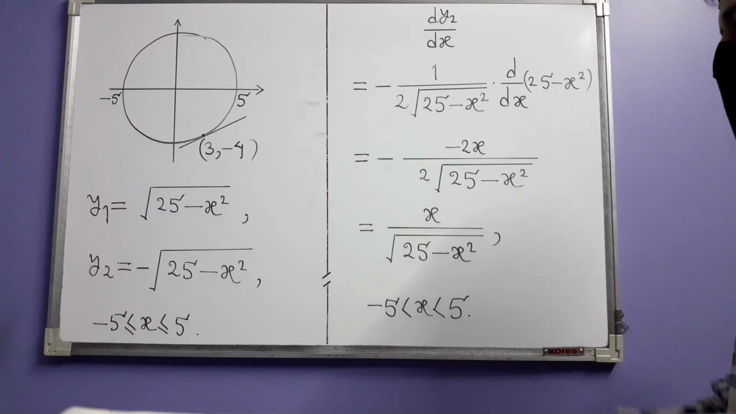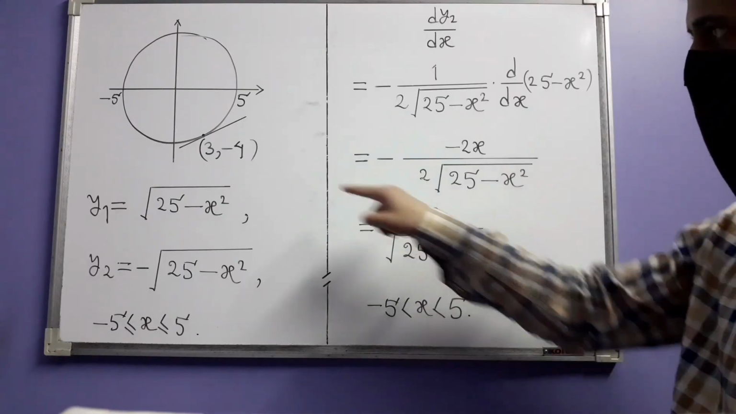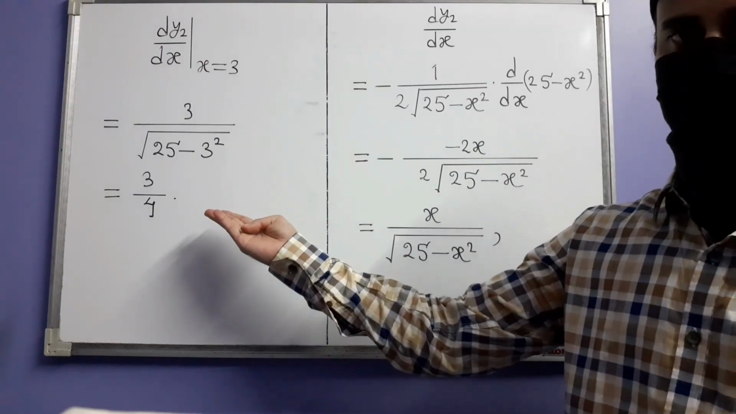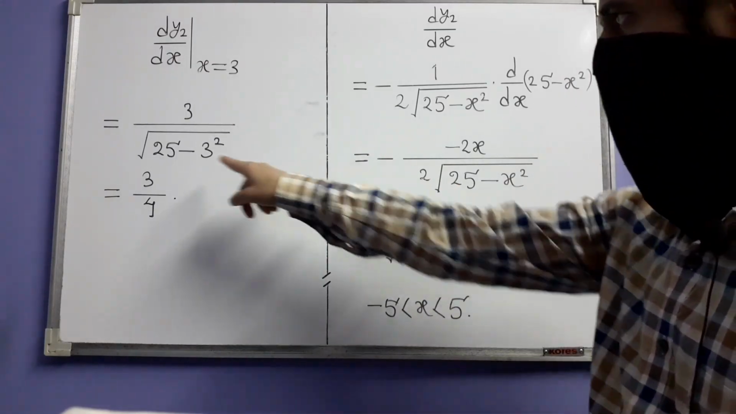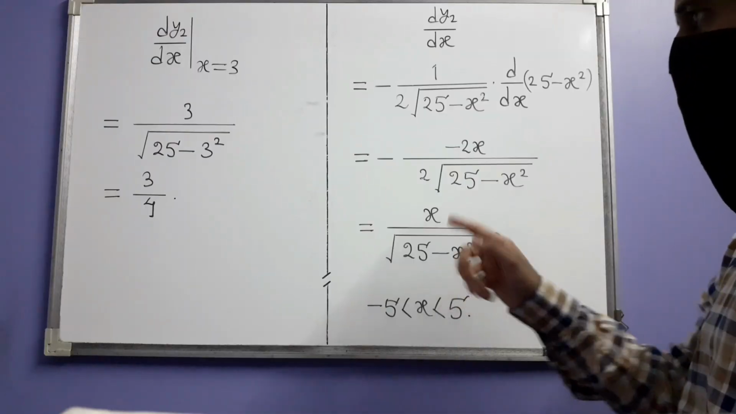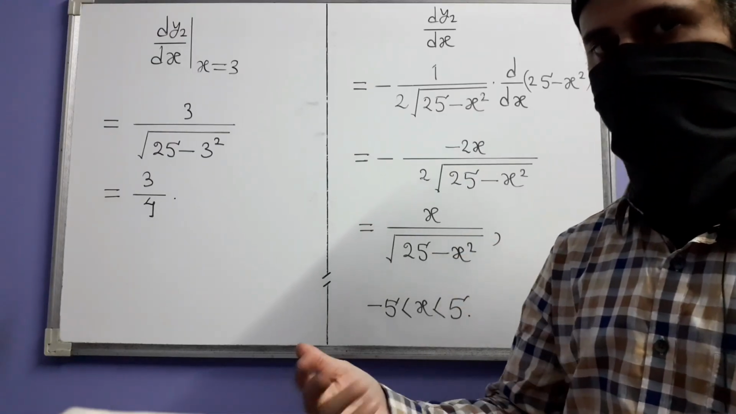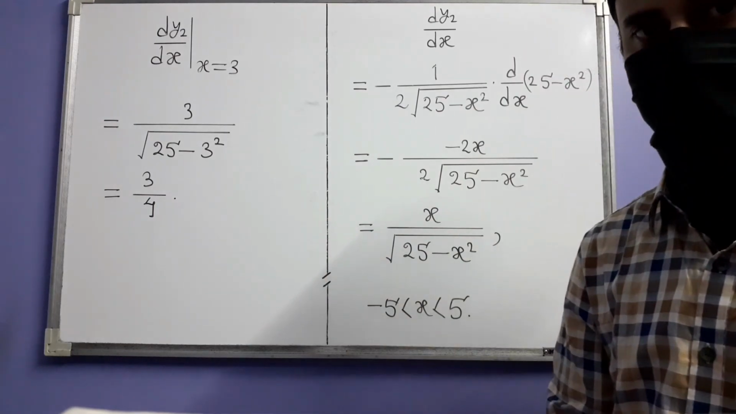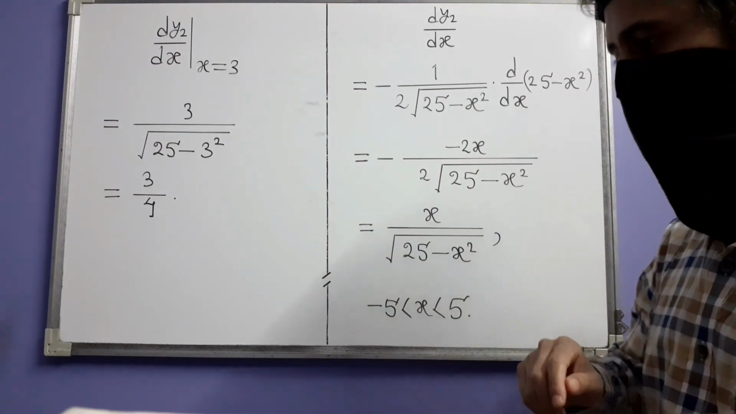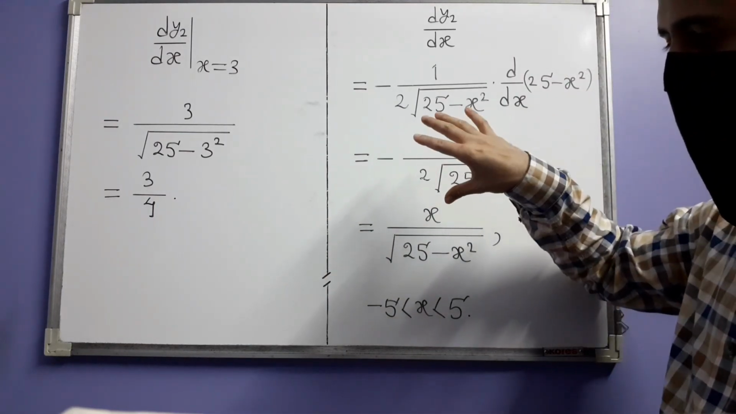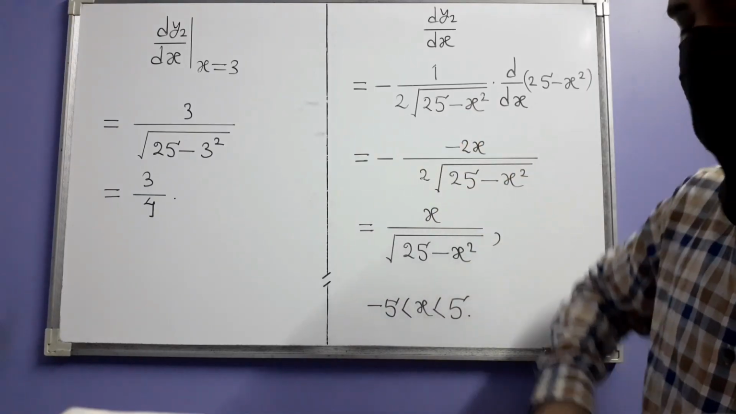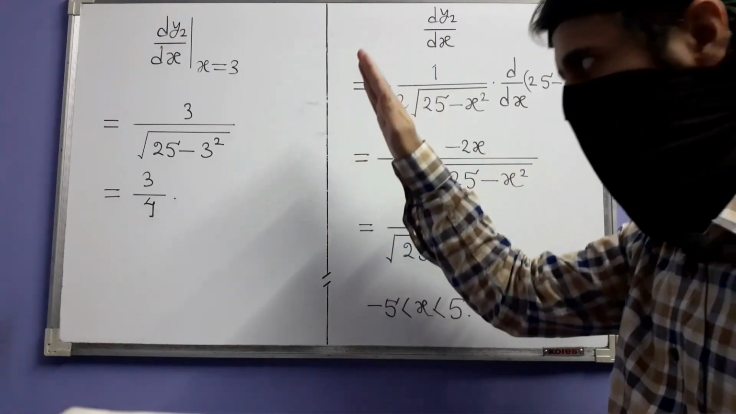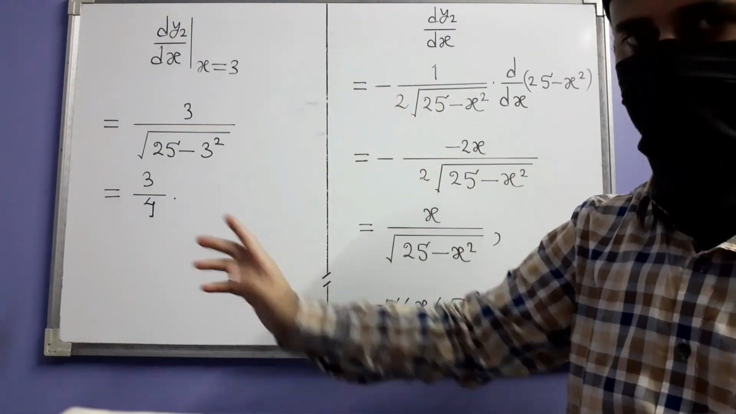Now we have to calculate the slope value when x is 3. So we have this 3 divided by square root of 25 minus 3 squared. 3 squared is 9, 25 minus 9 is 16, square root of 16 is 4. So the slope is 3 divided by 4. And note that it makes sense also because that point was in the fourth quadrant and the tangent was like this, a positively tilted line, not like this. So slope is positive, so it's matching.